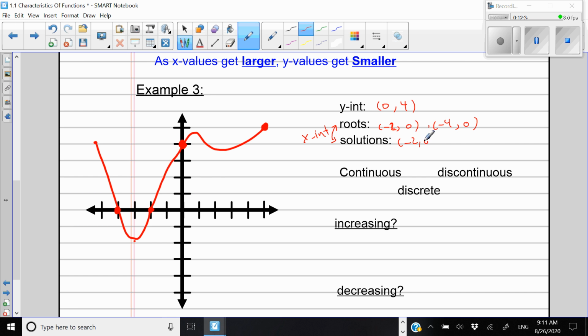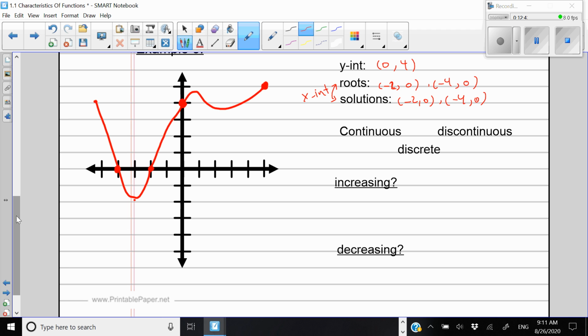And as we said, they are both the same. Solution and roots are the same, so I'm just going to copy the same thing here. Now, is this function continuous or discontinuous? I'm going to use the pencil test. As I put my pencil here and just follow the path, do I have to pick up my pencil? No. So that means this is continuous.